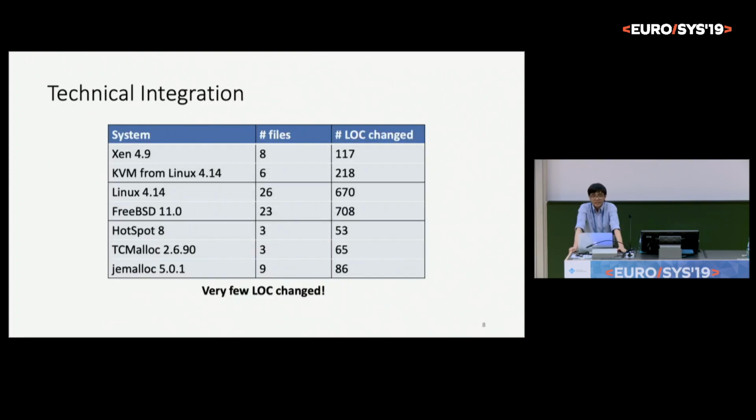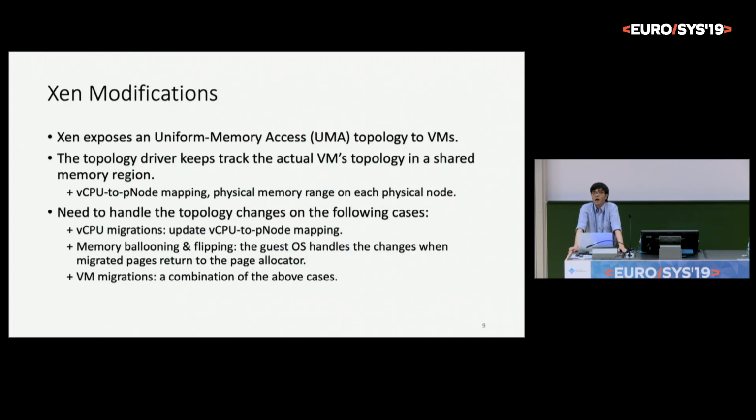We implemented XPV in several systems, such as Xen, KVM, Linux, FreeBSD, etc., with modest changes. Here are some details regarding how XPV gets implemented in such systems. We start with the hypervisor, Xen in this case. First, Xen exposes a NUMA topology to the VM. This means the VM only sees one NUMA node.